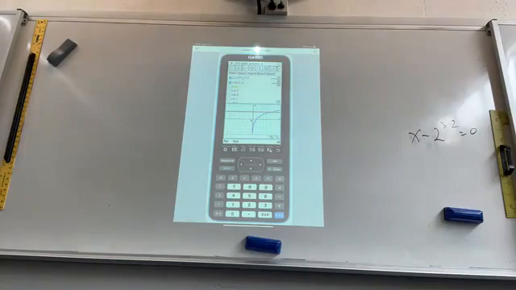The other way is to plot y equals log x without the second one. Just plot that and use your analysis, G-Solve, x-cal or y-cal. That's all. So I'm going to stop here.